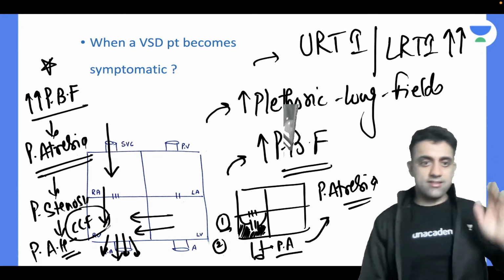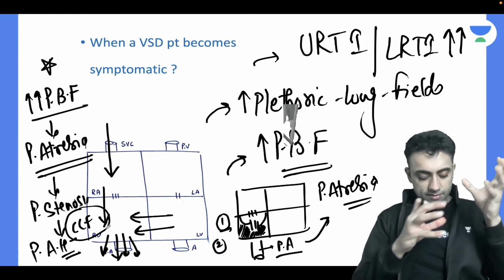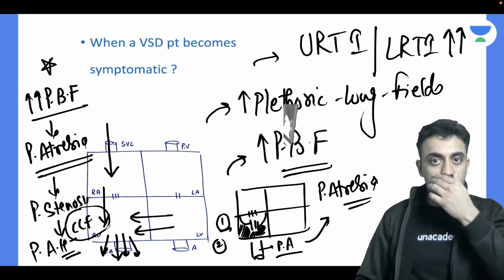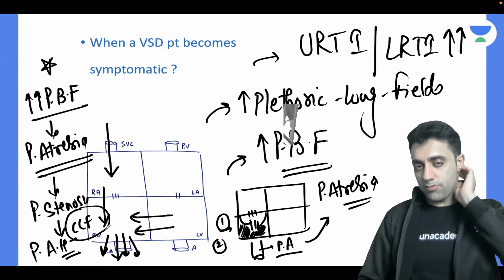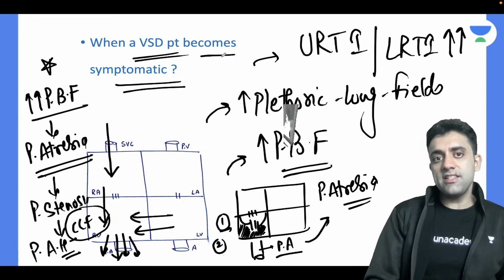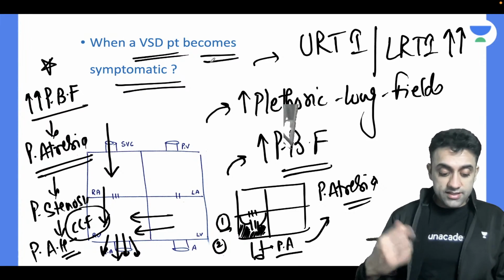So that is how the patient will start showing you symptoms. When the pulmonary artery gradually starts closing, then the patient will come to you with problems. Here the problems mean the symptoms. So when does a VSD patient become symptomatic?